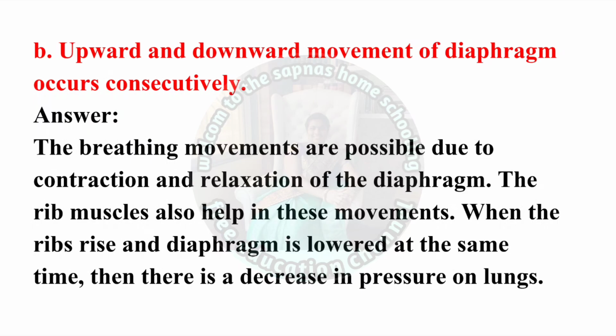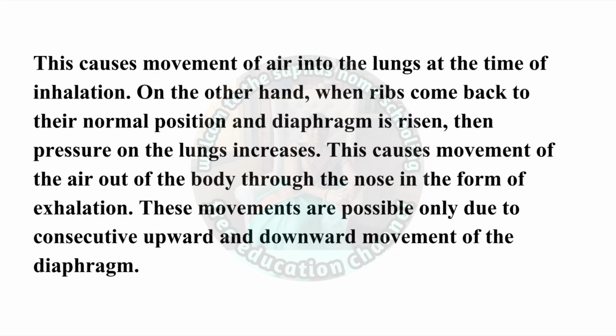B. Upward and downward movement of diaphragm occur consecutively. Answer: the breathing movements are possible due to contraction and relaxation of the diaphragm. The rib muscles also help in these movements. When the ribs rise and diaphragm is lowered at the same time, there is a decrease in pressure of lungs. This causes movement of air into the lungs at the time of inhalation.